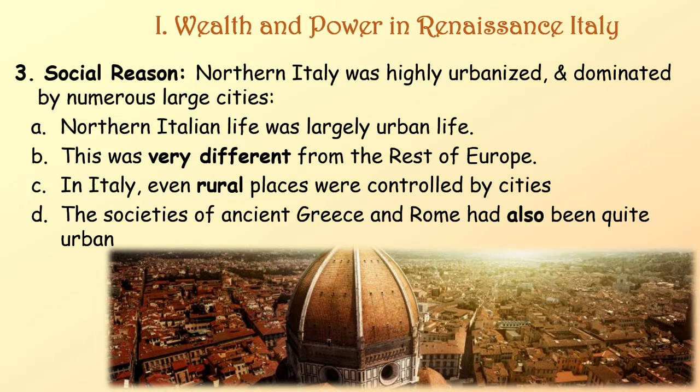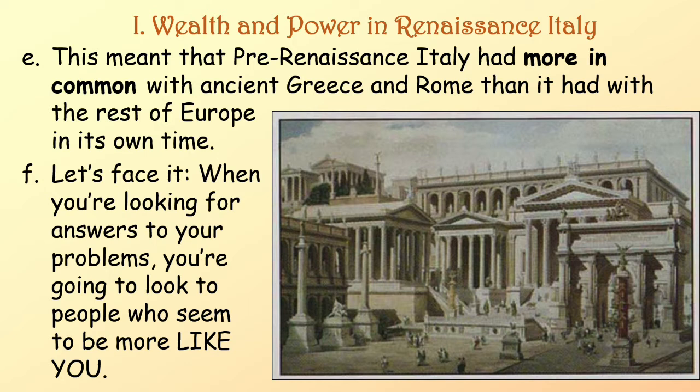There were social reasons. Northern Italy was highly urbanized and dominated by numerous large cities. Northern Italian life was largely urban life, and this was very, very different from the rest of Europe. In Italy, even rural places were controlled by cities, and the societies of ancient Greece and Rome had also been quite urban. And this meant this. It meant that pre-Renaissance Italy actually had more in common with ancient Greece and Rome than it had with the rest of Europe in its own time. And let's face it, when you are looking for answers to your problems, you're going to look to people who seem to be more like you.